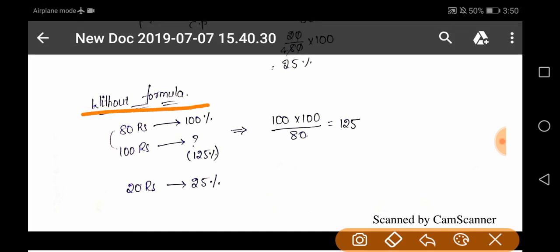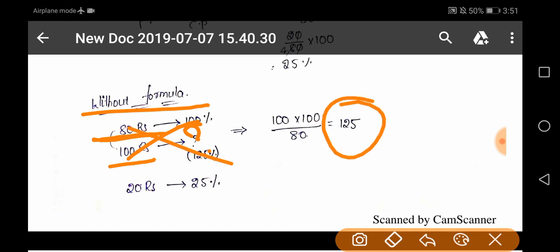Without the formula, just consider the cost price as 100%. So for 80 rupees the percentage is 100. Then for 100 rupees, how much percentage did he get? At that time, 80 rupees is 100%, and for 100 rupees we have to find out the percentage. Just cross multiply: 100 into 100 by 80, which is nothing but 125.